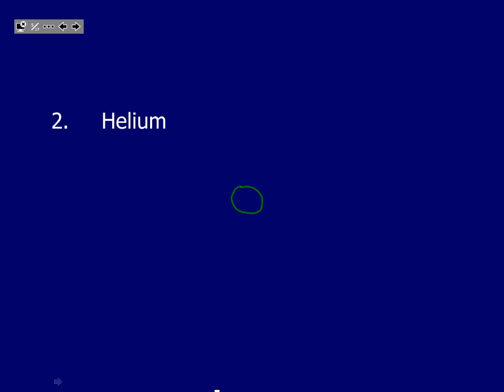How many protons? What's going in the center of this dot? What's going in the center? Harrison, what do you think? Plus 2. I draw the first orbit. How many electrons does this have? 2. How many electrons does the first orbit hold? 2. How many bedrooms are there? 1.